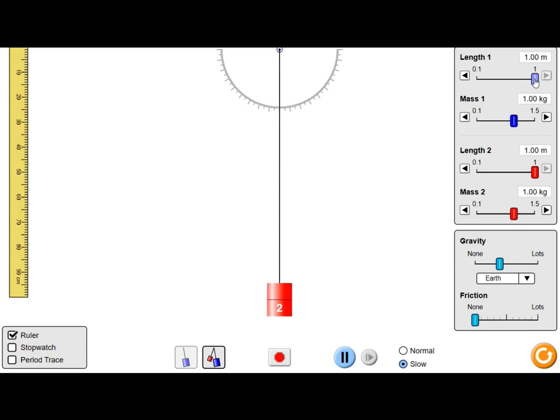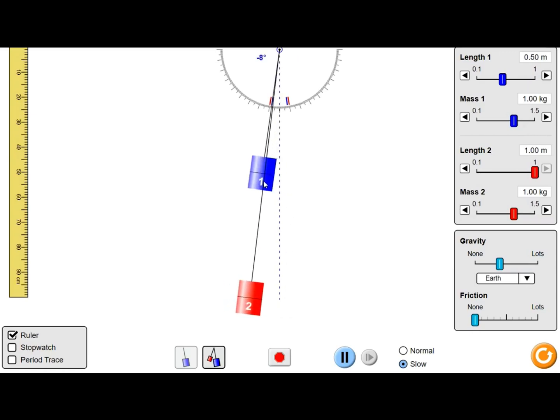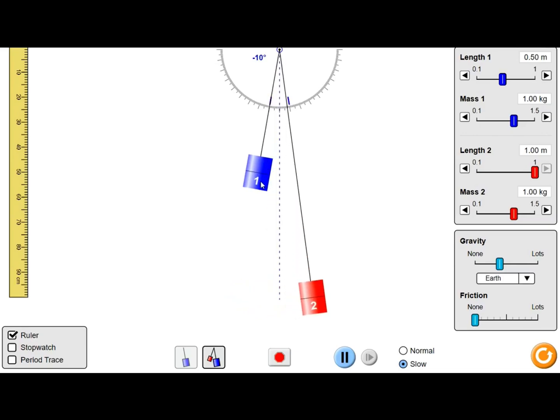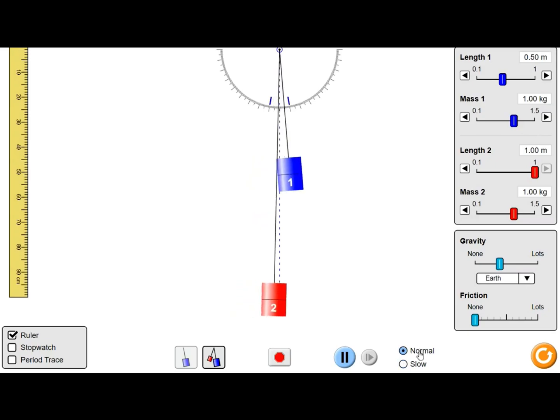Let's now change length. I'm going to make the blue one have a length of 50 centimeters. Now I'm going to take the other one and move it again to a displacement of 10 degrees and release it. Now, if I release the other one, how do you think they're going to compare? Feel the drama. Now we release it, bring it to normal speed.